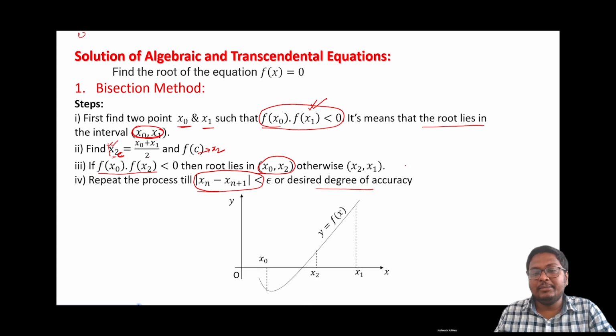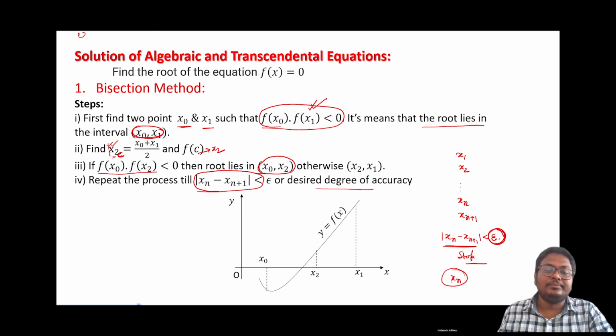Okay, and this is your desired degree of accuracy. That means in the first step you are getting x1, in the second step you are getting x2. Like this, in the n-th step you will get xn, in the (n+1)-th step you will get xn+1. In every step you have to check whether xn minus xn+1 is less than epsilon or not. This epsilon value will be given. Whenever the subtraction value is less than epsilon, you stop there and say the root is xn.